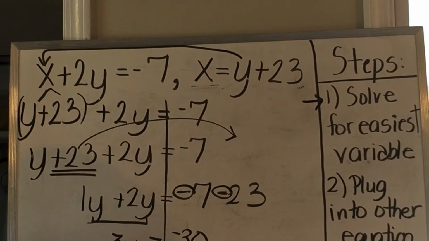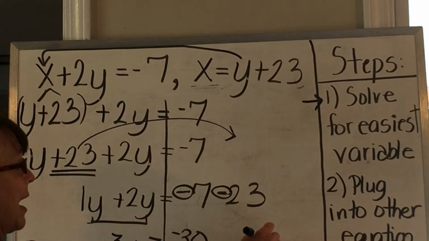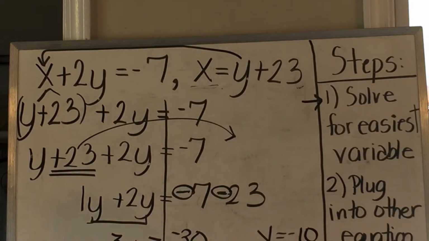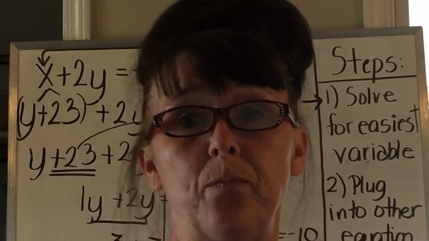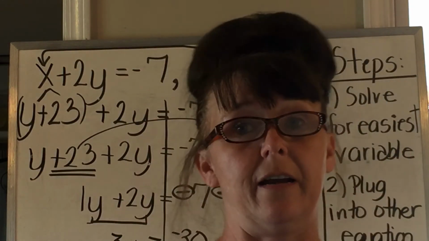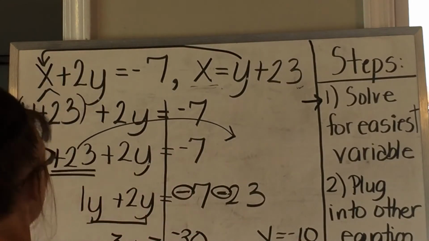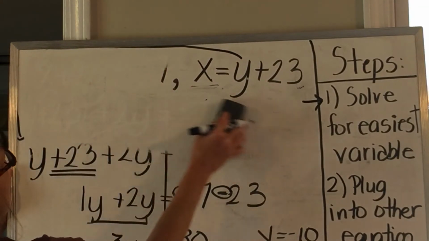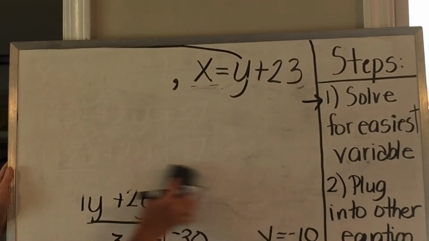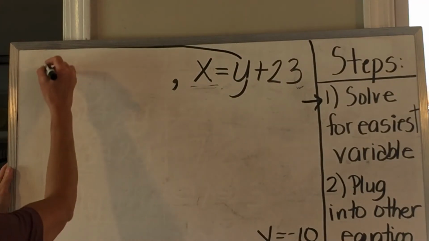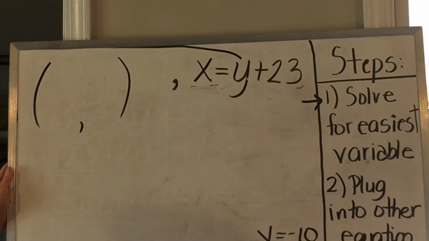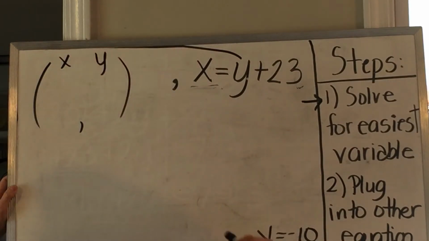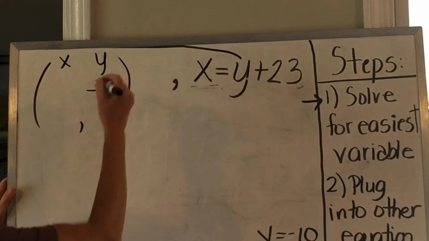Divide by 3, and y is -10. Now, I think you know how to write your answer as an ordered pair, an x coordinate and a y coordinate. Okay, I'm going to erase this much right here. Now, you can start your answer. I found my y coordinate first, so that's why the -10 has to go second.